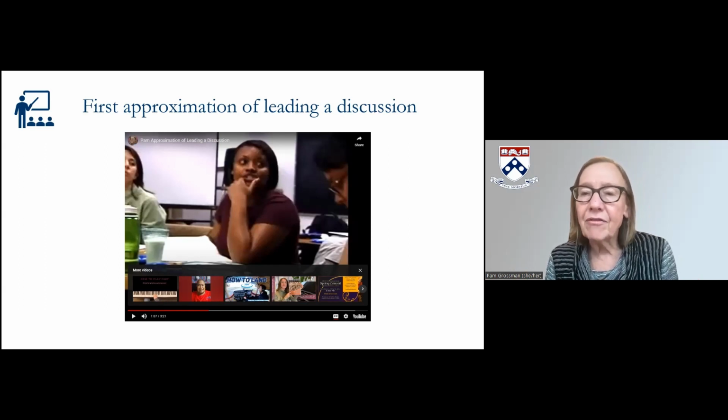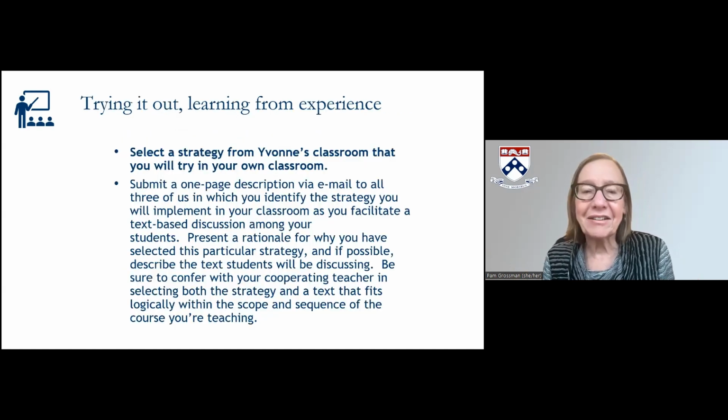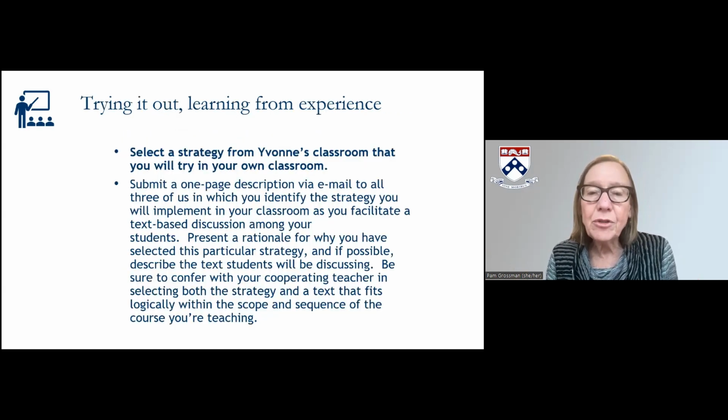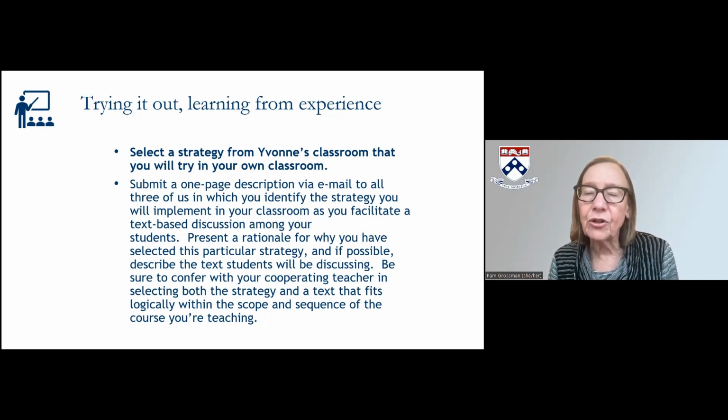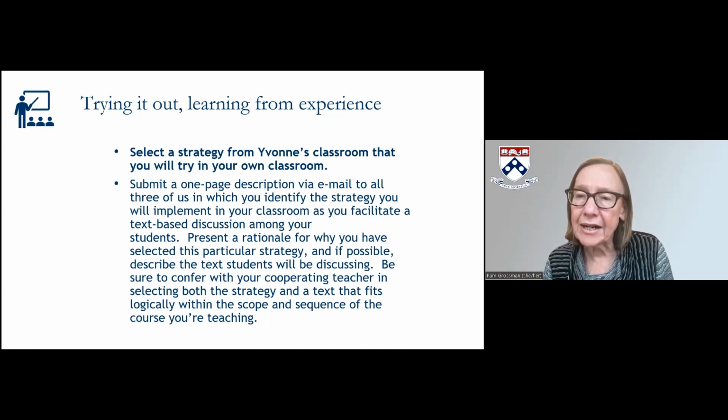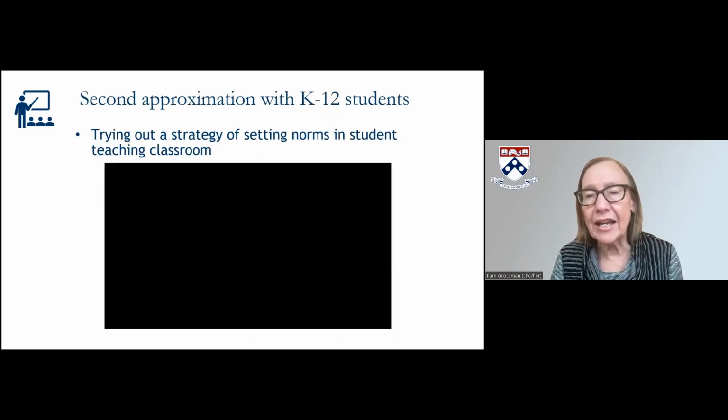The next part of the assignment is for them to actually choose a strategy to try out in their own student teaching classroom. They have to share it with us ahead of time, and why it's important and what they hope students will learn from it, and to talk with their cooperating teacher. So they prepare to lead a discussion and try out a particular strategy. So this is a second approximation of practice, another attempt to try it out.